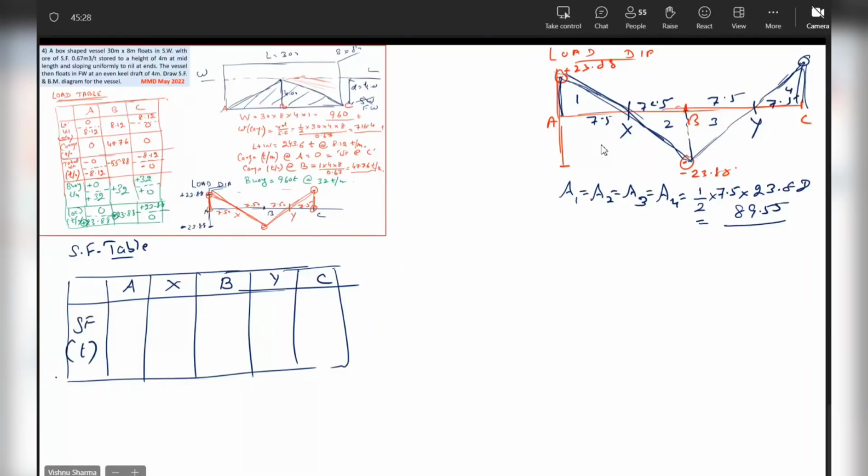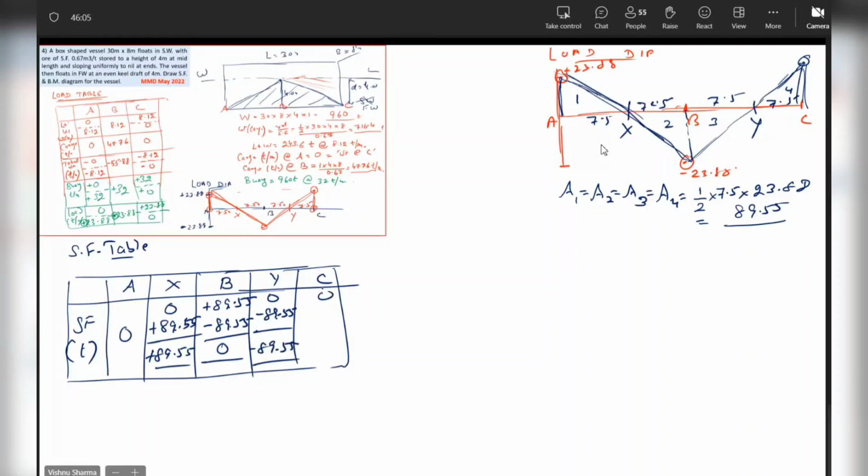Area under the load diagram to the left of A is 0. To the left of X, the change is plus area of the triangle. That means plus 89.55. So it becomes plus 89.55. We carry forward plus 89.55. And then we have change taking place minus 89.55 becoming 0 at B. We carry forward 0 and then minus 89.55 becoming minus 89.55 at Y.